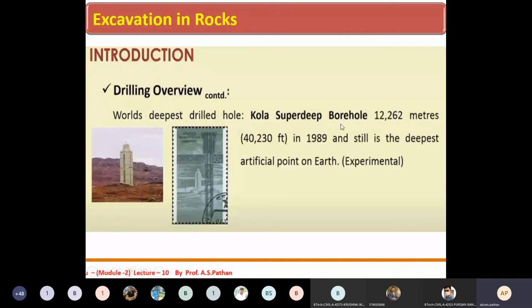So the Kola Super Deep borehole, if you see, the length of this particular borehole is 12,262 meters, 40,230 feet, and it is from 1989, and still it is the deepest artificial point on the earth. This borehole is generally constructed for experimental purposes.